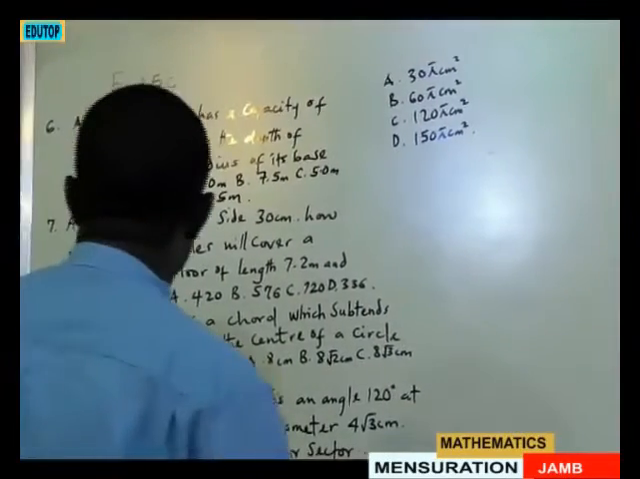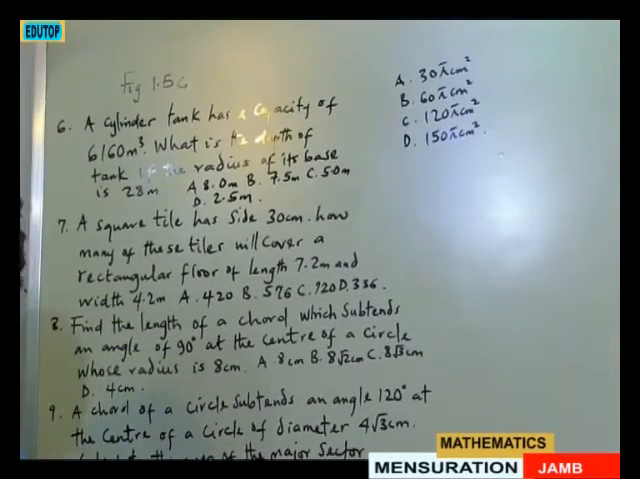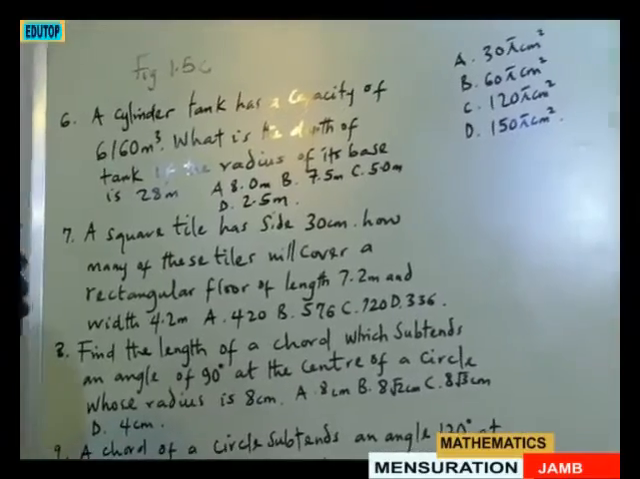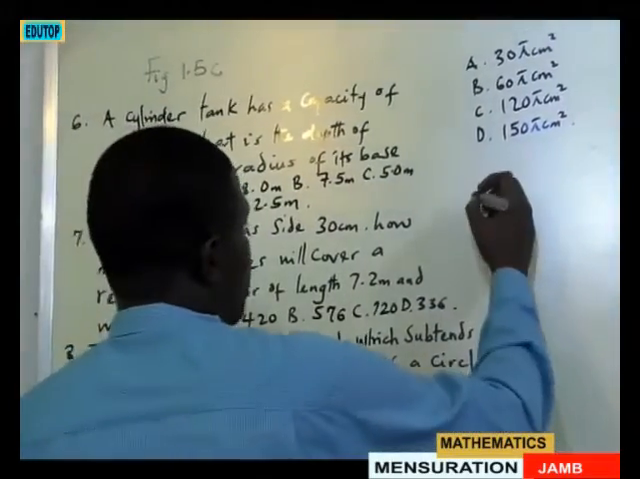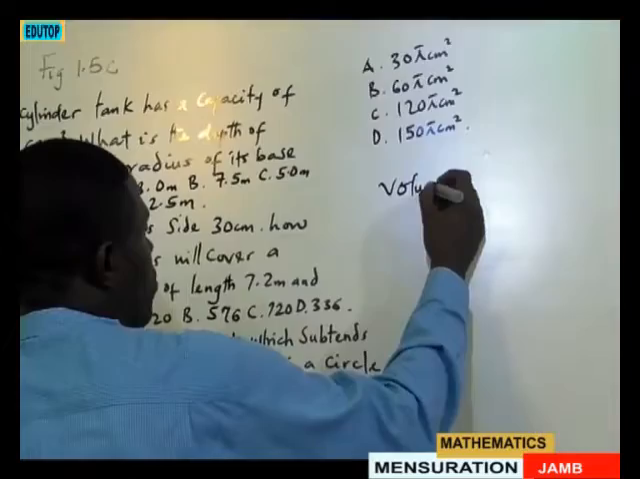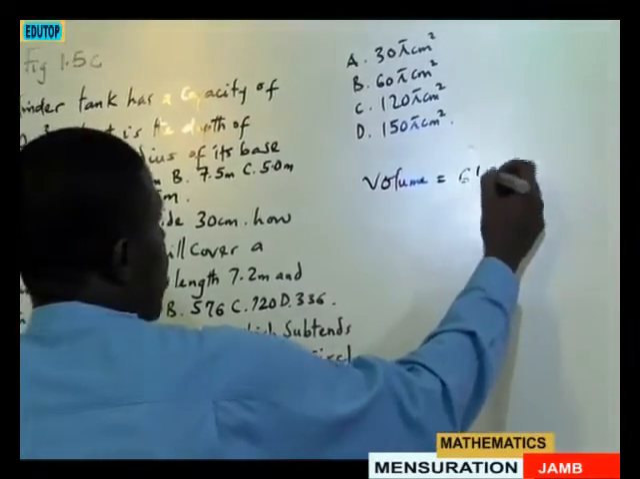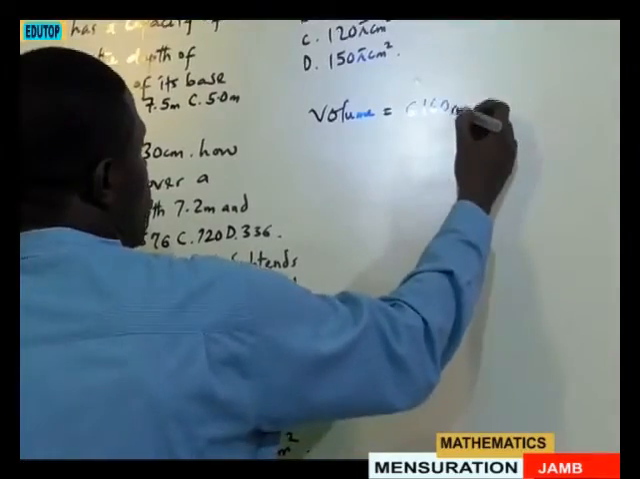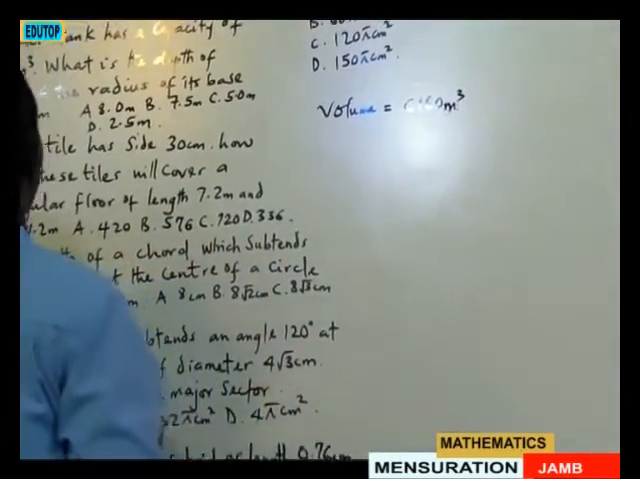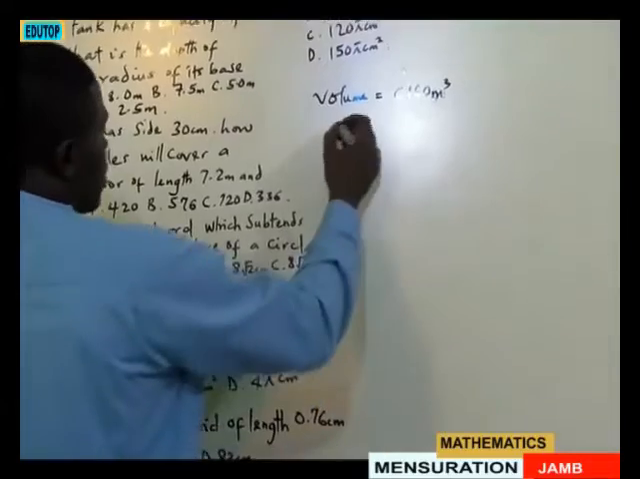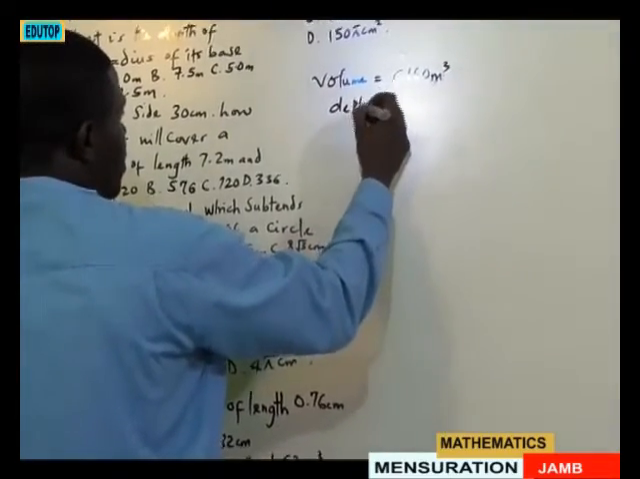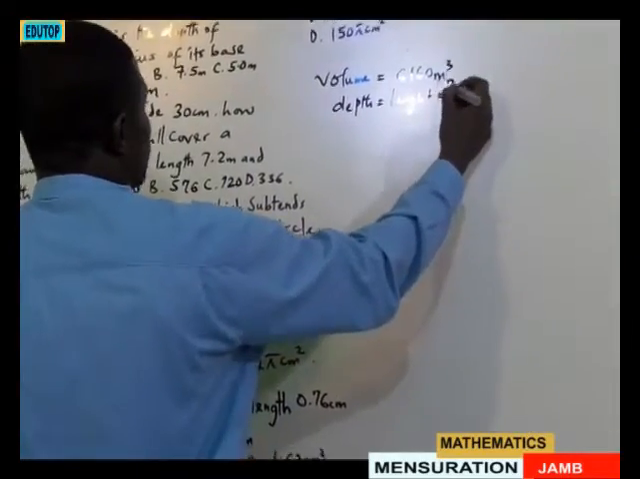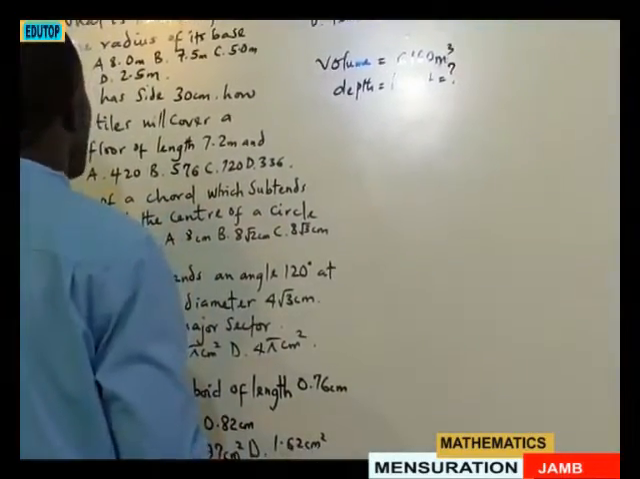Question 6. A cylinder tank has a capacity of 6,160 meter cube. That's the volume. So the volume has been given to us. Volume is 6,160 meter cube. Okay. What is the depth? Depth means height. Depth means height. What's the height? So I have to look for the height of the tank.